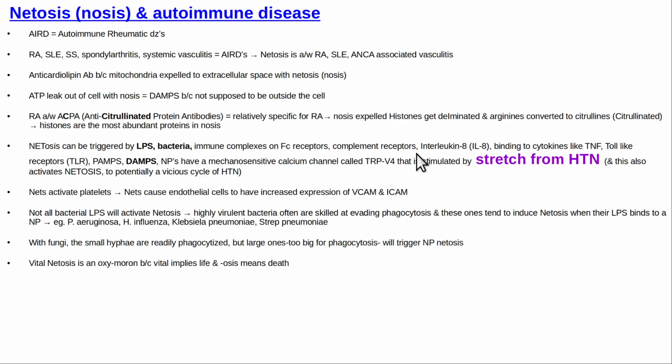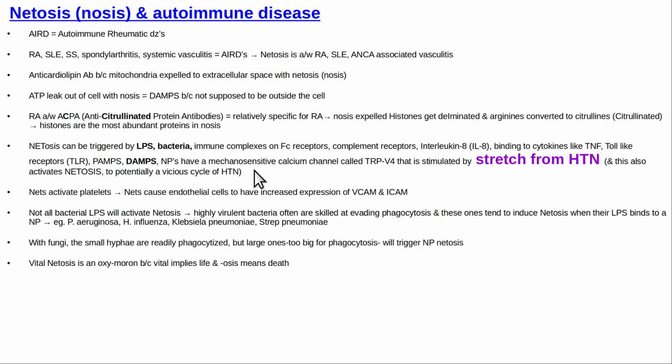LPS can bind to the toll-like receptors. Tumor necrosis factor can activate it. PAMPs are just pathogen-associated molecular patterns like LPS. DAMPs is damage-associated molecular patterns, like if there's damaged tissue, cell debris, that can activate it potentially.